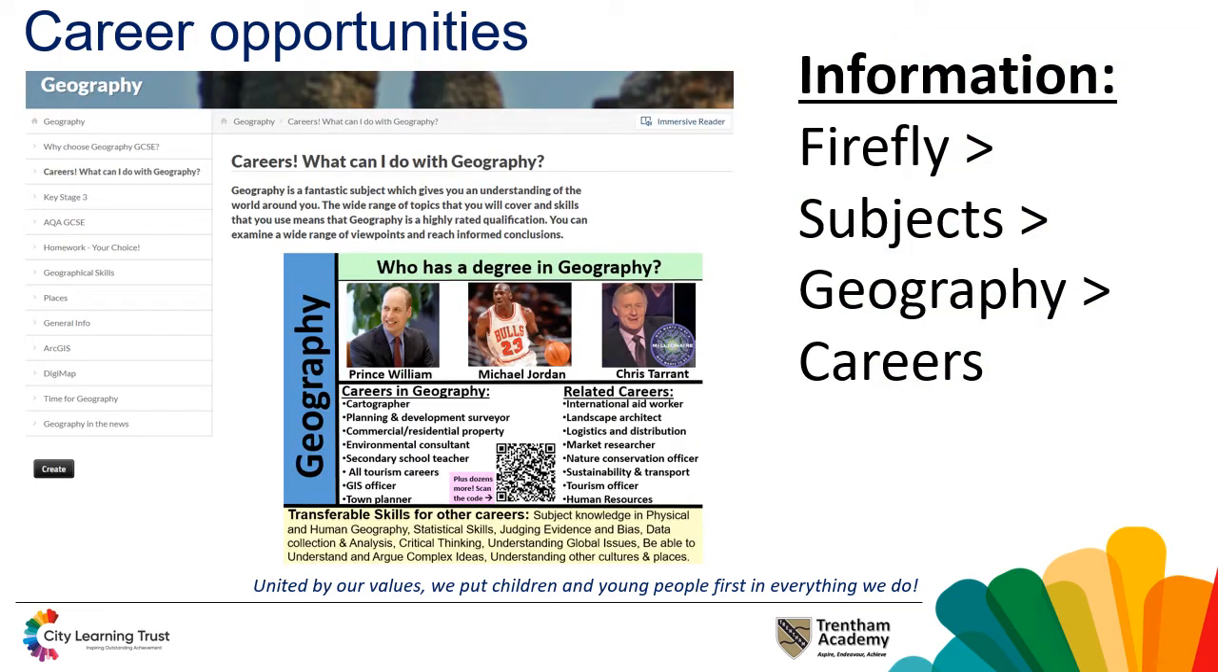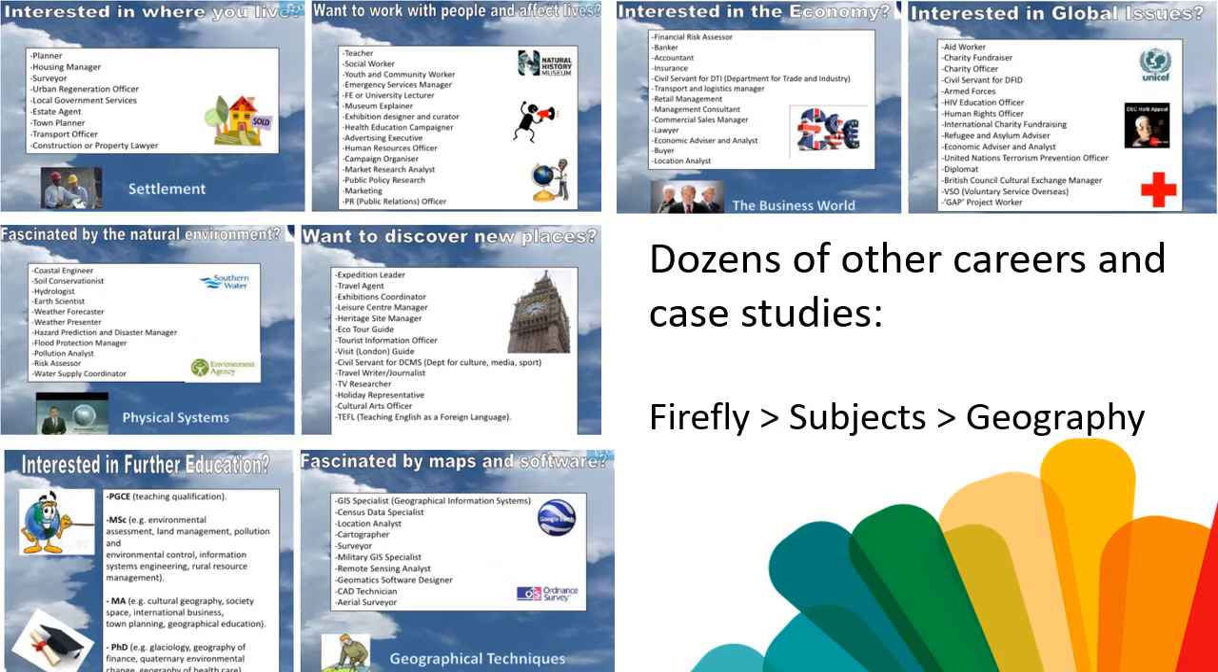That will bring up a page that looks like this. Scroll down, there's all kinds of direct and indirect examples and a list of the transferable skills that we will develop throughout the course. Here's some examples of the more detailed outlines about the different types of jobs. So the questions are, if you're fascinated by the natural environment or where you live, what affects people's lives, the economy, global issues, maps, software, further or higher education, there's jobs in all of those. There's also lots and lots of video case studies on the Firefly Subjects Geography website in the careers section.